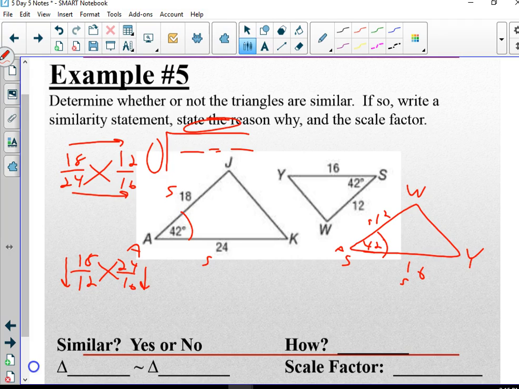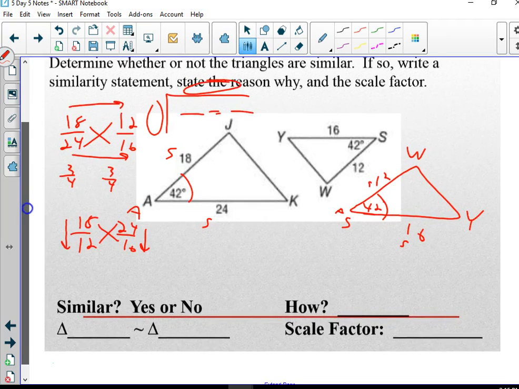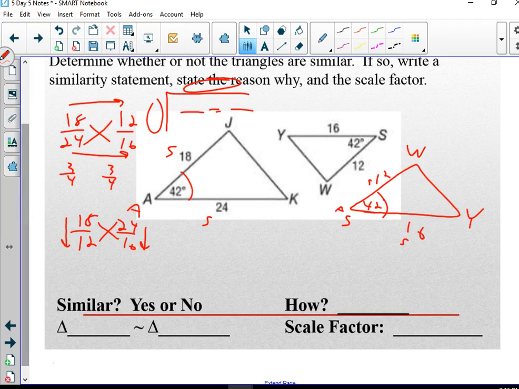Now, I can multiply these and get big numbers. I can divide 18 by 24 and 12 by 16. I can also reduce, which I'm going to do right here. 18 and 24 both have a 6, 3 and 4. 12 and 16 both have a 4, 3 and 4. If I would have divided both fractions, I would have got 0.75. 16 times 18 does equal 24 times 12. And you have a calculator, so that would be easy to do also. So are they similar? You betcha. How are they similar? Well, SAS, similarity.